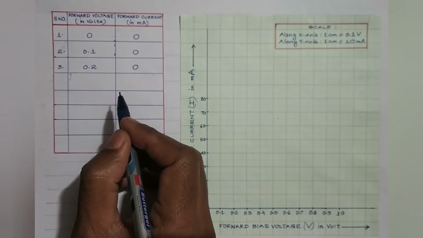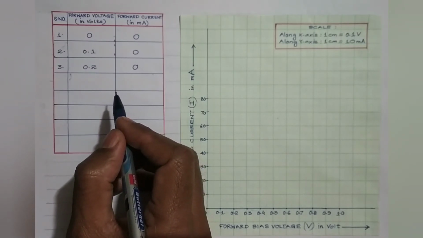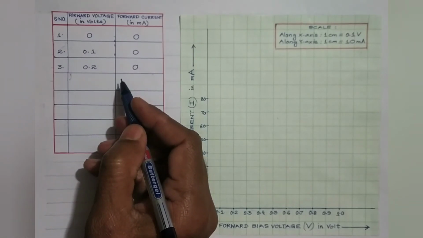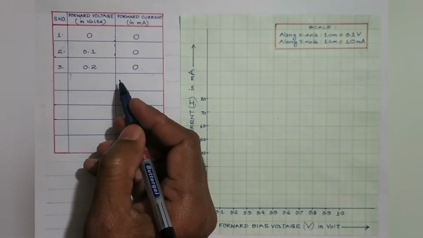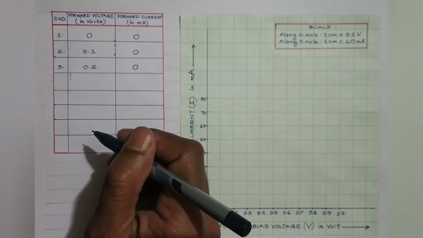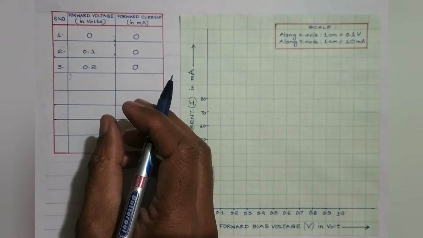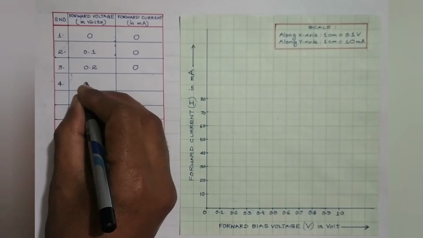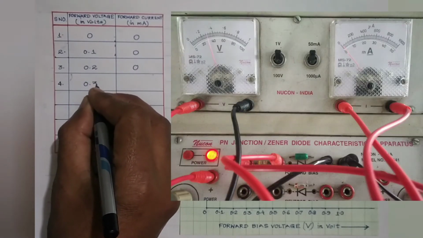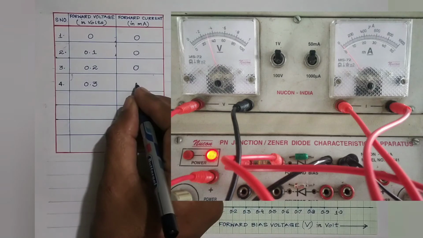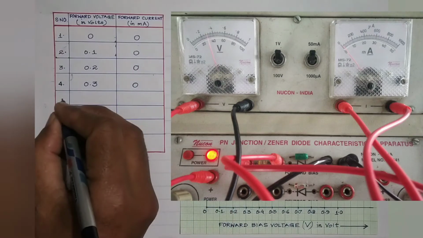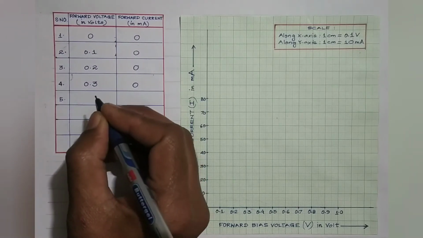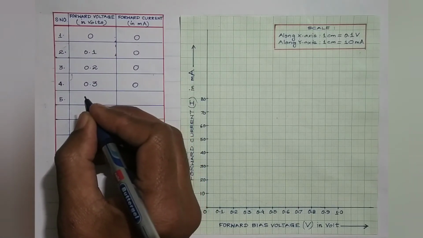diode. Now students, it is because the potential barrier is about 0.3 volt in case of germanium PN junction and about 0.7 volt in case of silicon PN junction. So basically the potential barrier opposes the applied voltage. So in this case also, when we increase the forward voltage to 0.3 volt, still no current is noticed.